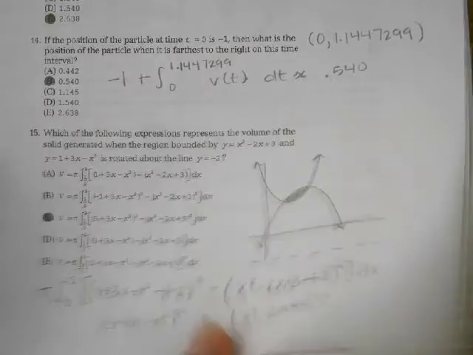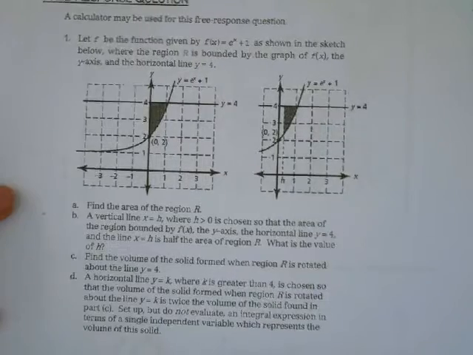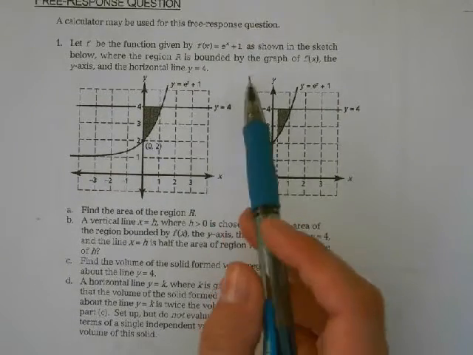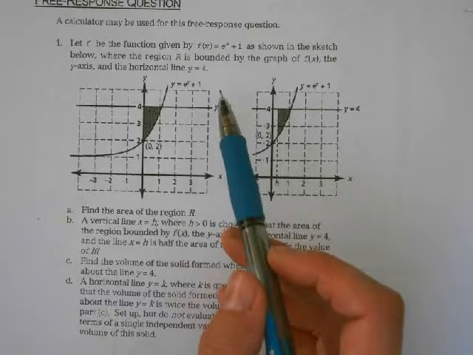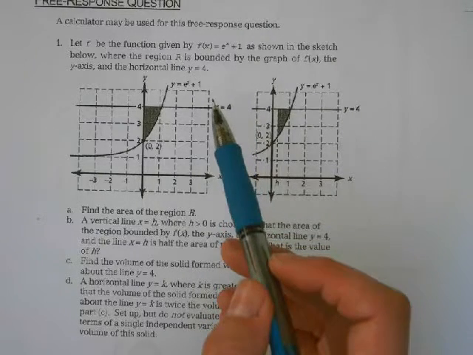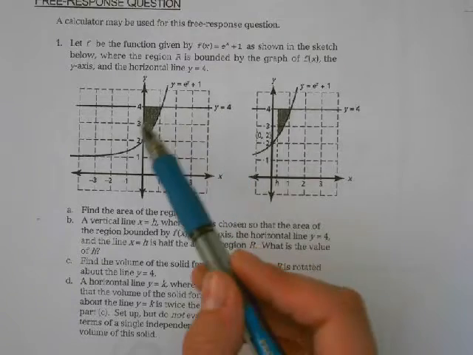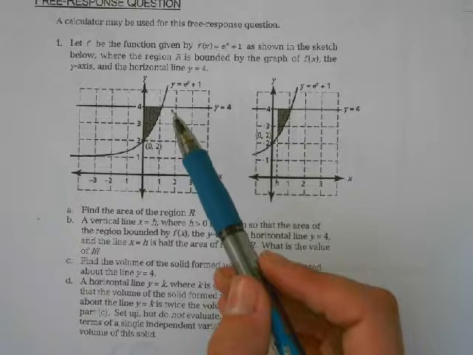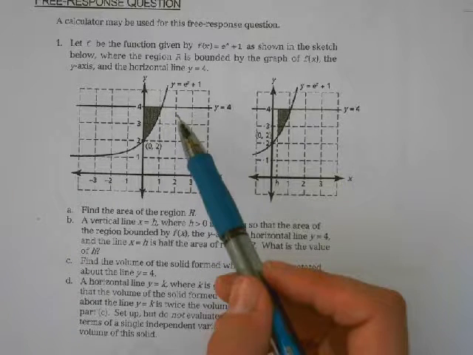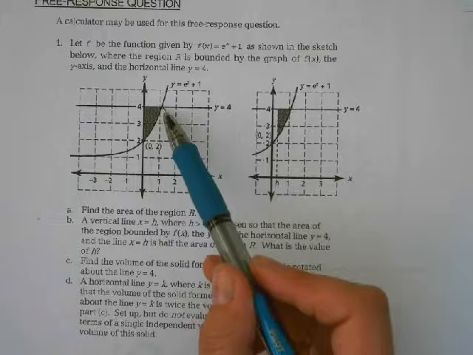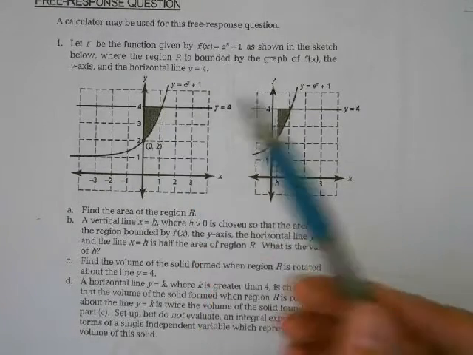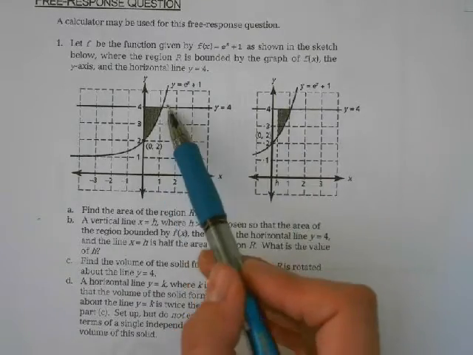All right, and then for our free response here, it says, let f be the function e to the x plus 1 as shown in the graph below. The region is bounded by f of x, the y-axis, and y equals 4. So this is the region R that we're looking for. Part A says just to find the area of the region, and you can use a calculator. So if you want, you could graph y equals 4 and e to the x plus 1 to see what the decimal is for that intersection and just say 0 to that decimal.